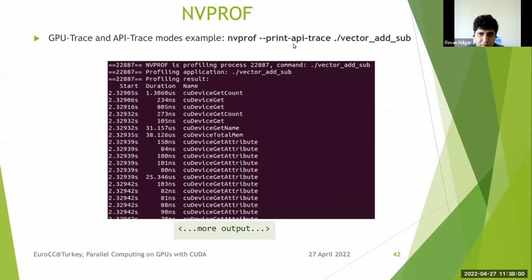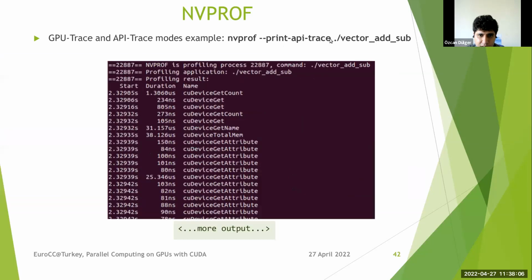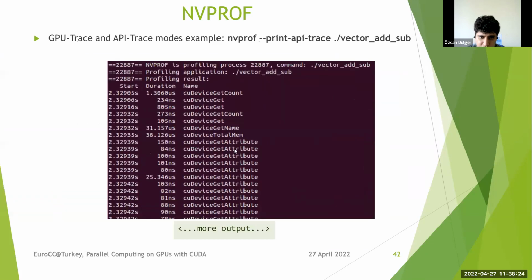And if we replace this flag with print-api-trace, we will get individual information of all of the APIs. Here, these are the APIs. We get them individually. For the second one, there are 166 calls. I cannot show all of them here because it does not fit on the screen, so I crop it here. So the APIs are printed individually.